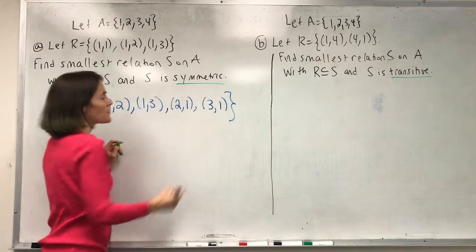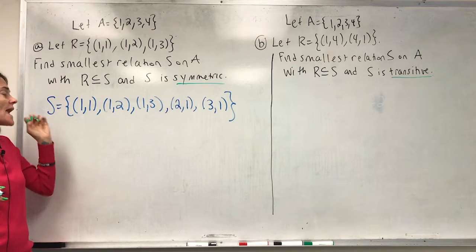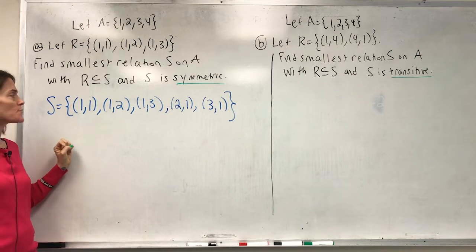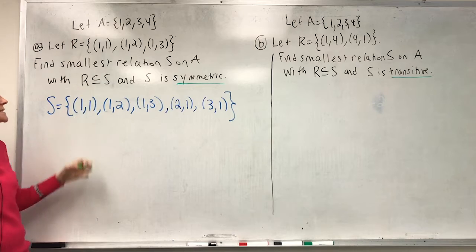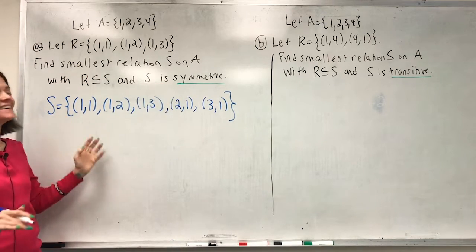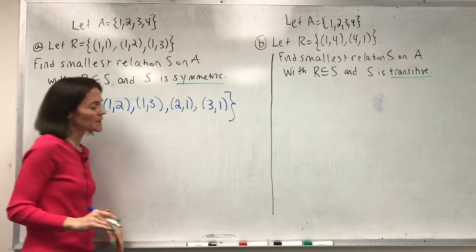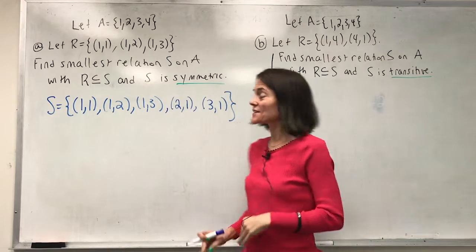And now I stop. You notice that this is symmetric, and if I add anything else, it's not going to be the smallest. And of course, if I take anything away, it either will not be symmetric or it will not have R as a subset of S. For instance, if I remove this one. Okay, so this is our answer.